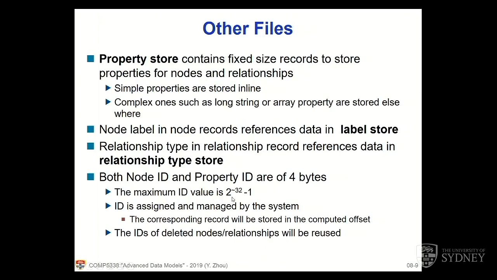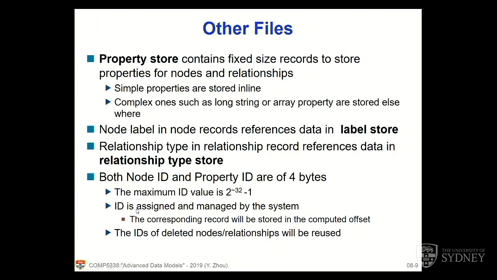So this also restricts the size of the database, right? Because if the theoretical maximum ID value is this, that means the maximal number of nodes you can have is this, and the maximal number of relationships you can have is also this. So the graph doesn't really grow to infinite size.